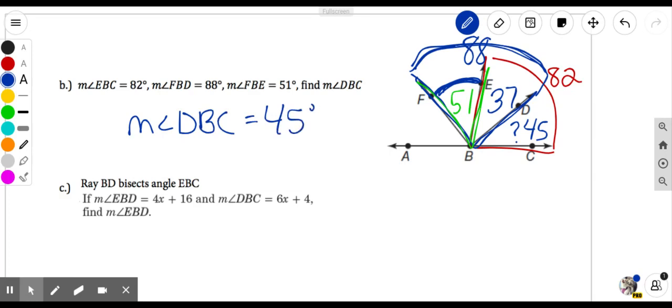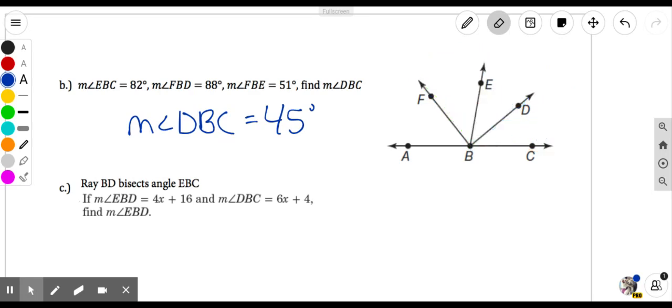Okay. The next one is actually dealing with the same picture. So I'm going to erase this. And we're going to label it for, so this is this picture. So we were given that ray BD bisects angle EBC. So that means this is congruent to this because this bisects this angle. So it cuts it in half. So those pieces are equal.